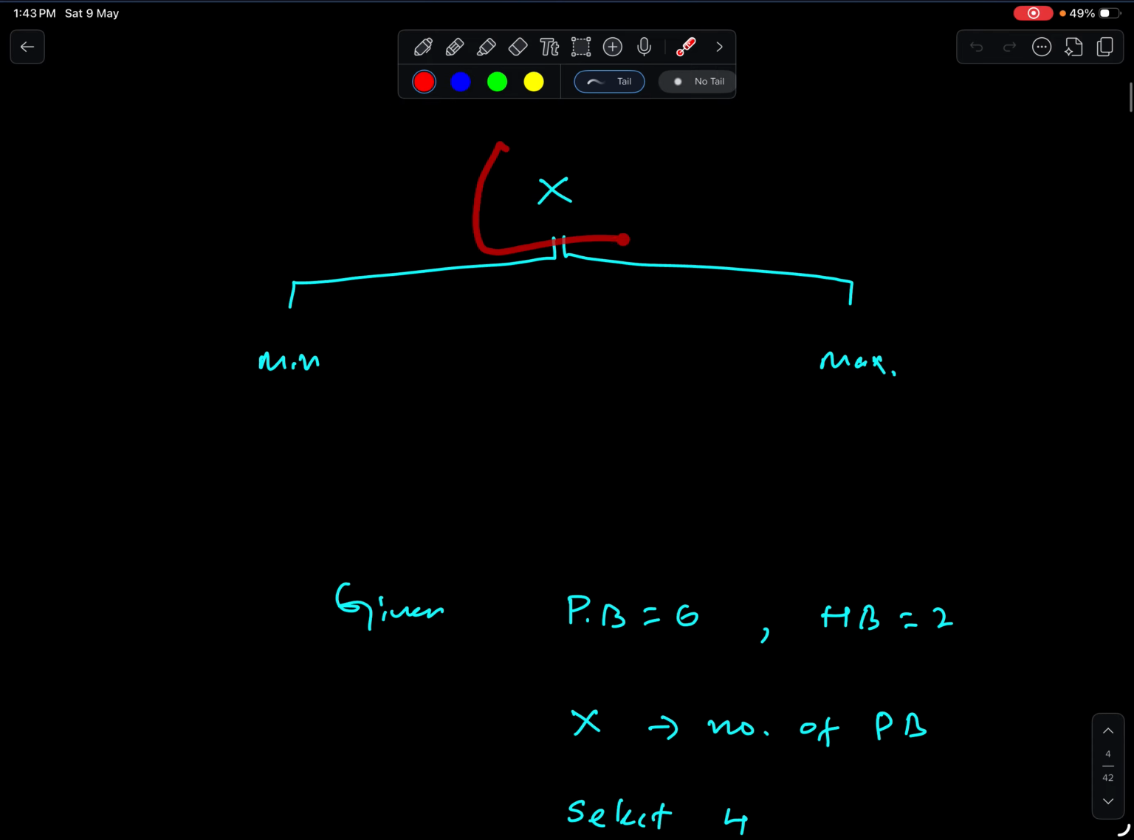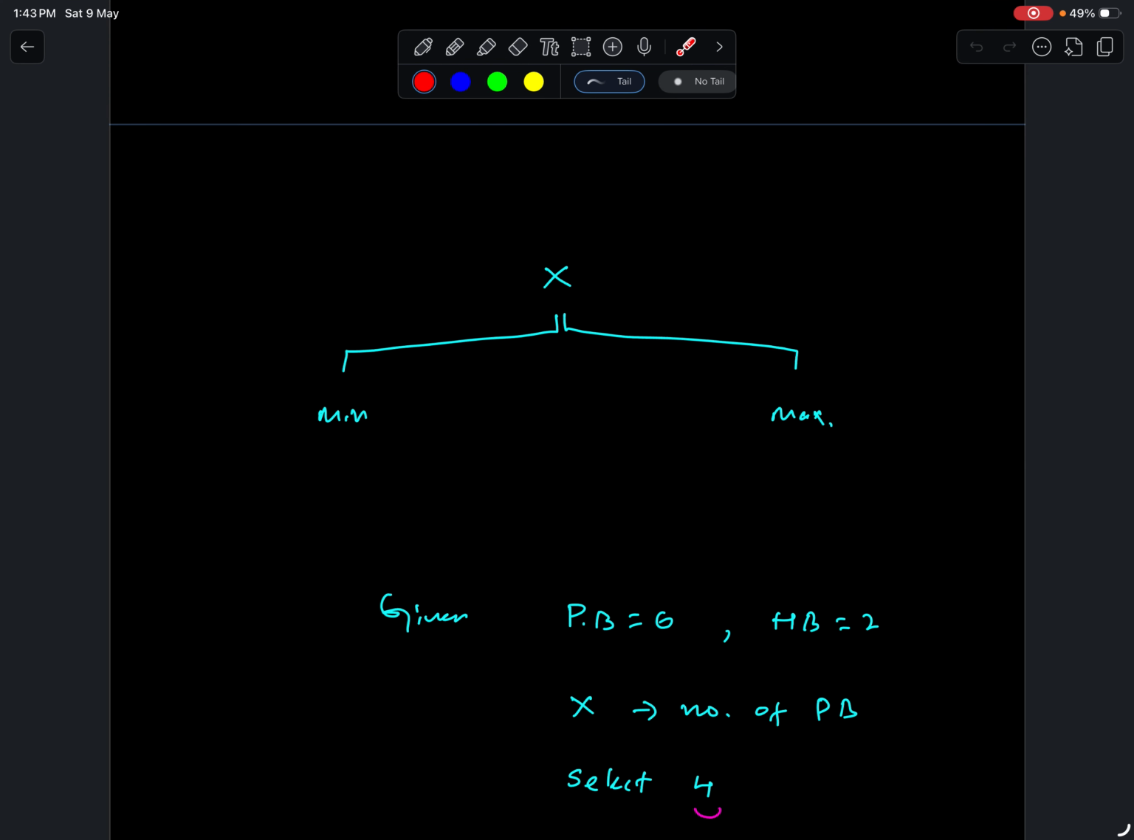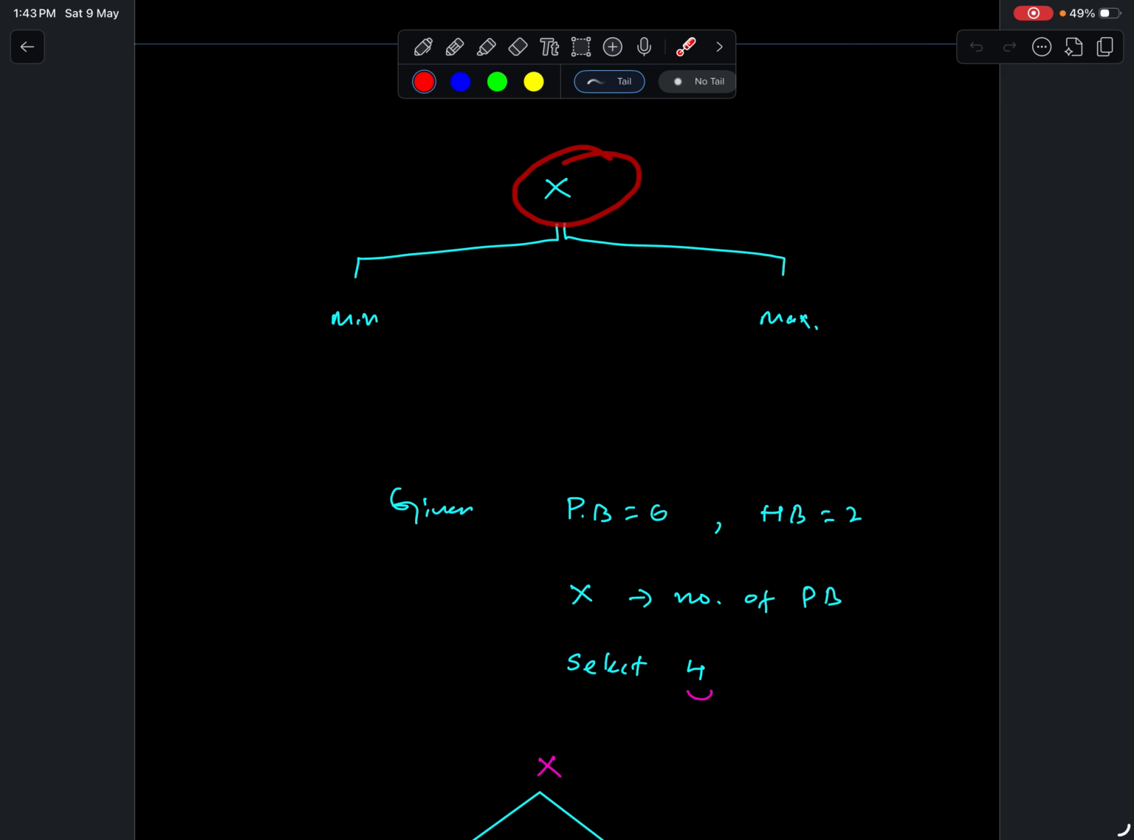Now, how to choose the value of x in the question? In every question they define x.